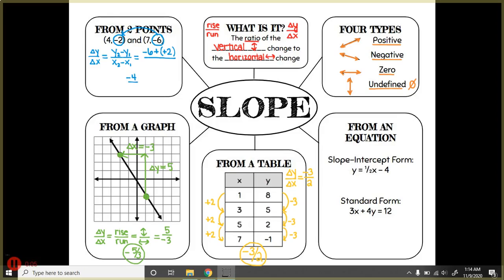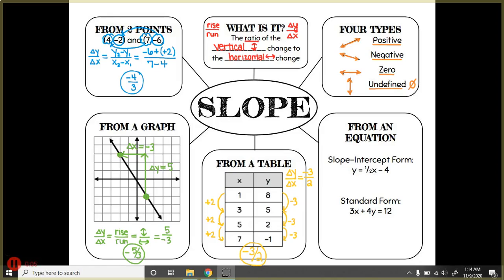And then I'm going to do the same thing on the bottom, or my denominator, except this time I'm going to start with my x2. My x2 is 7, and I'm going to subtract my x1, which is 4. And 7 minus 4 would be 3, so my slope is -4/3.